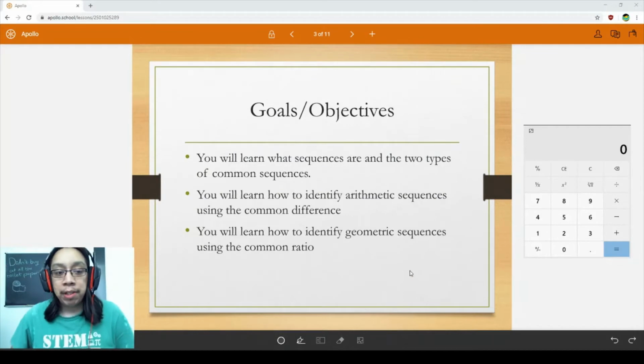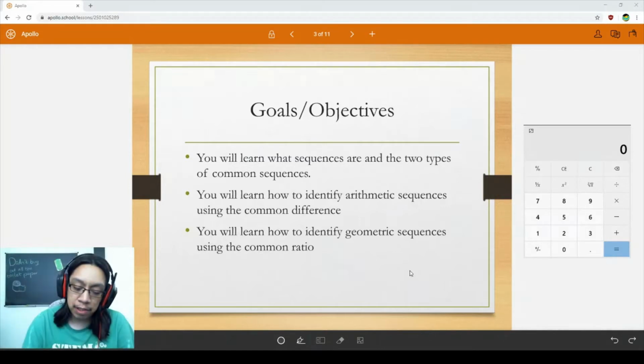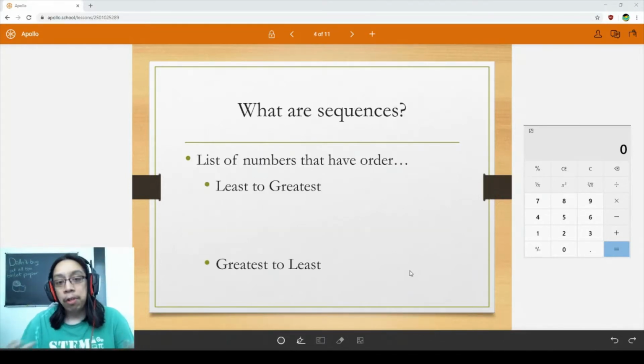So here's what we're going to be covering today. We're going to be covering what sequences are and the 2 types of common sequences. We're going to be learning how to identify arithmetic sequences using their common difference, and we will learn how to identify geometric sequences using the common ratio. So let's go ahead and officially look into what in the world sequences are.